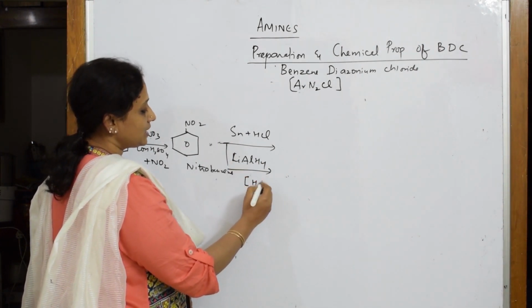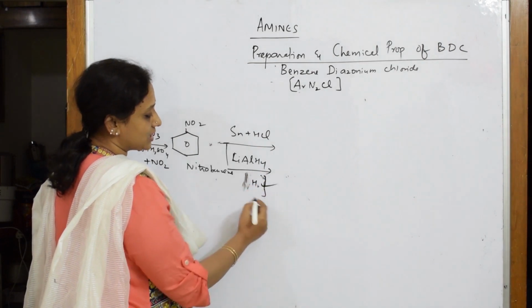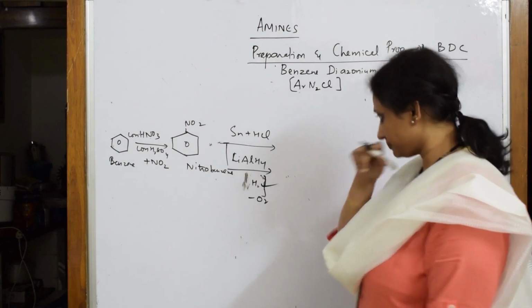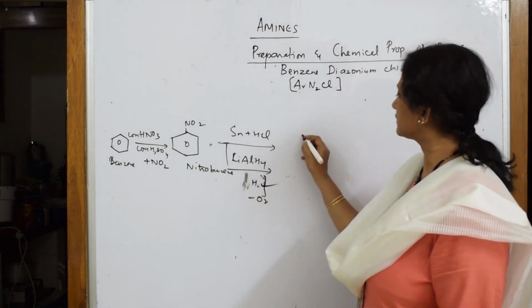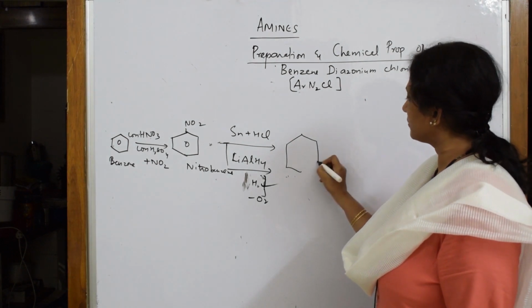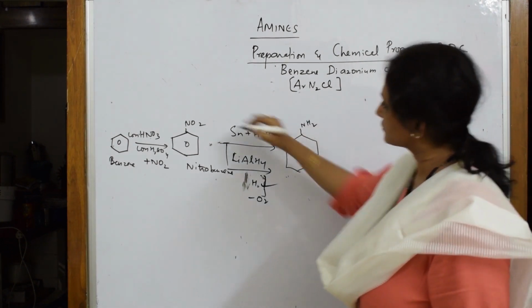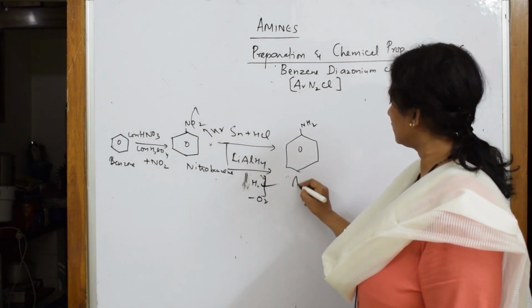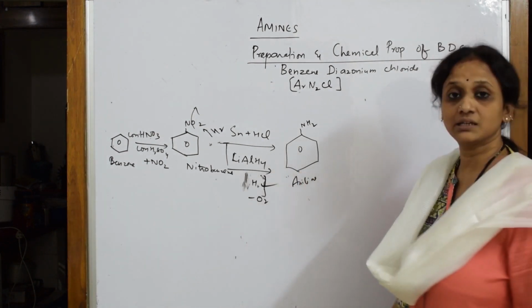These two are reducing agents. They are going to supply hydrogen to this. They are going to add hydrogen and remove oxygen from here. Then what do I get? Because hydrogen is added and oxygen is removed, from nitrobenzene I am going to get aniline. Why? This is lost and hydrogen is added. This is called aniline. Now I still have not prepared BDC.